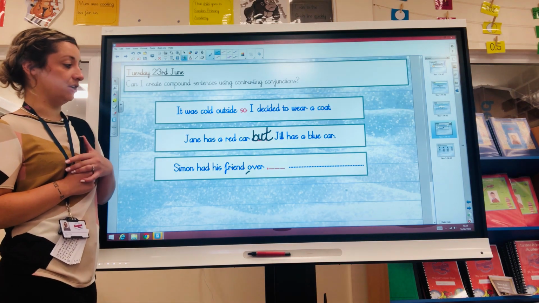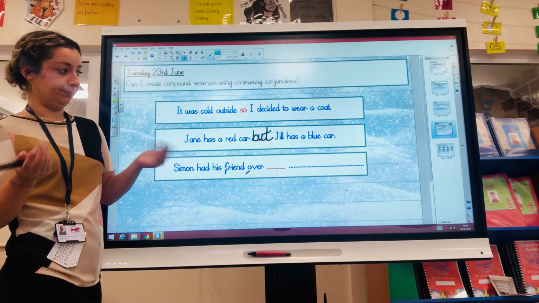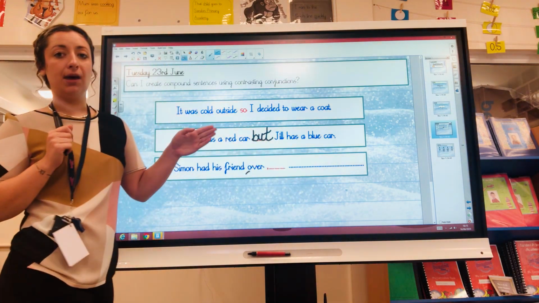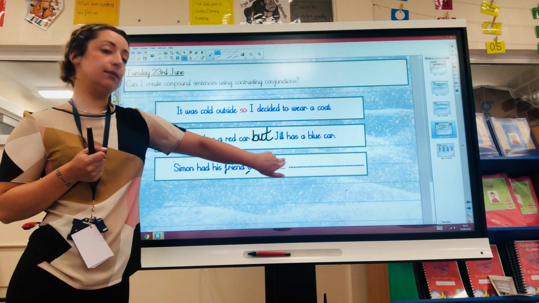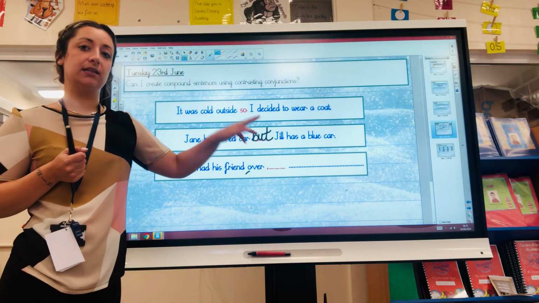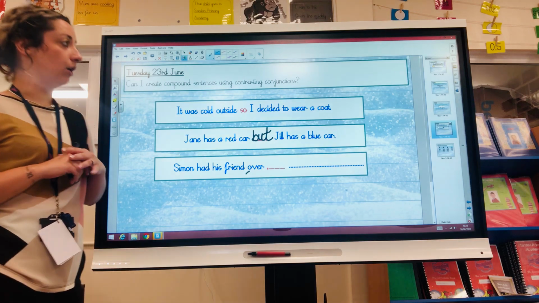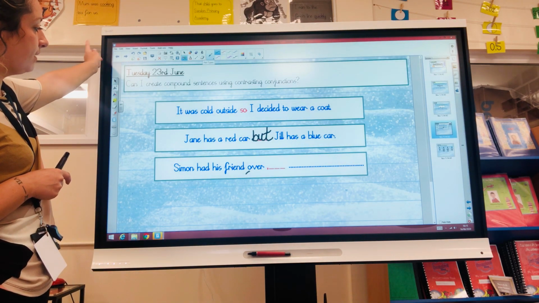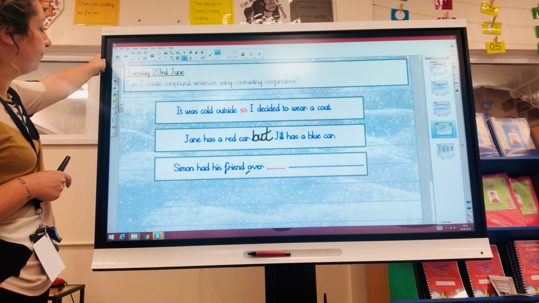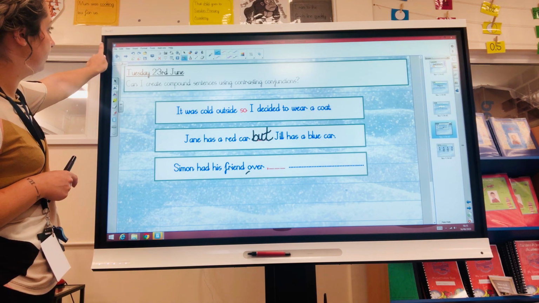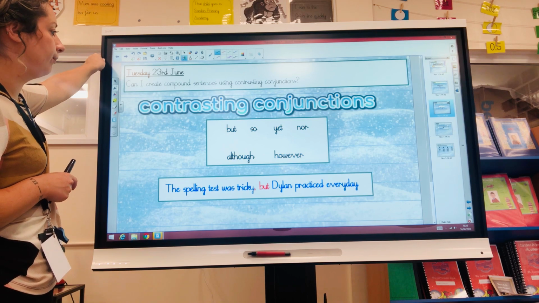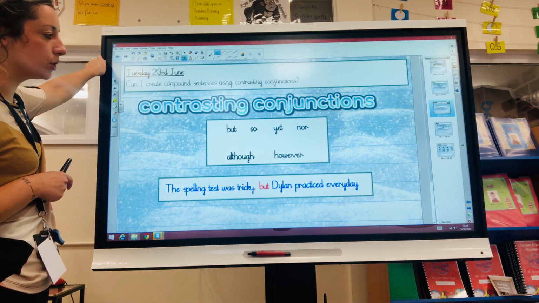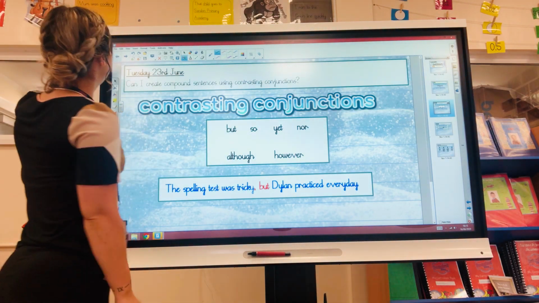Simon has his friend over. Contrasting conjunction. And what else? But remember, this has to be a main clause. It has to make sense on its own. So what I'm going to do is have a look back on my word bank. Simon has his friend over. Now I'm going to go for one of the bigger contrasting conjunctions. I'm going to go for however.